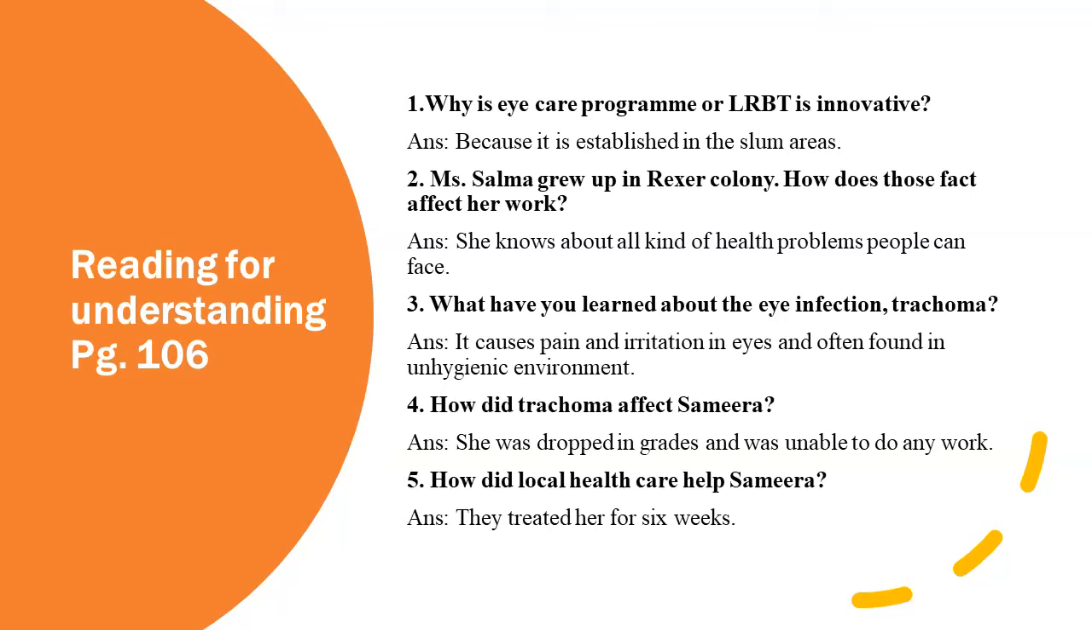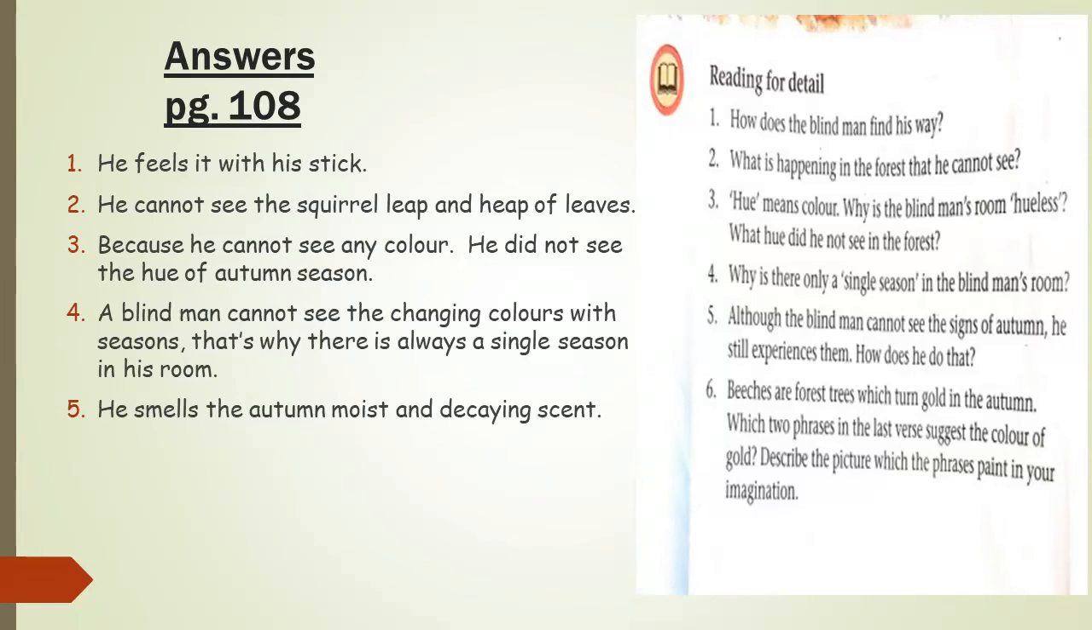Reading for details at page number 108. The poem. Question number 1. How does the blind man find his way? He feels it with his stick. Question number 2. What is happening in the forest that he cannot see? He cannot see the squirrel leap and heap of leaves.